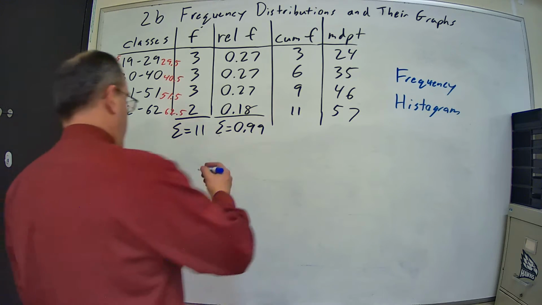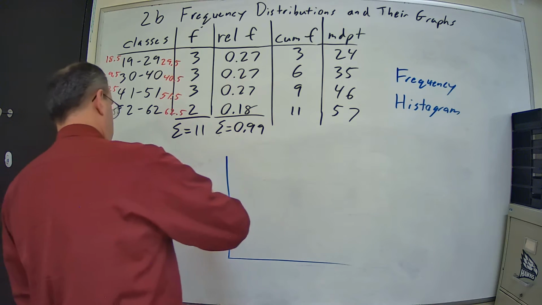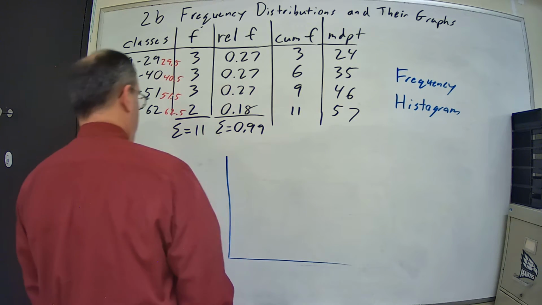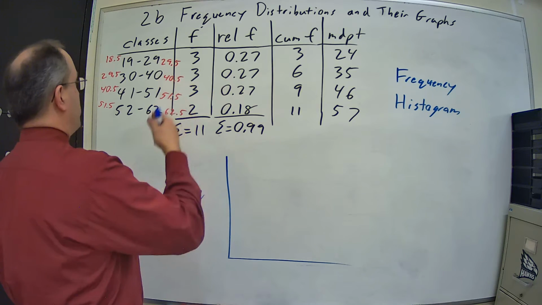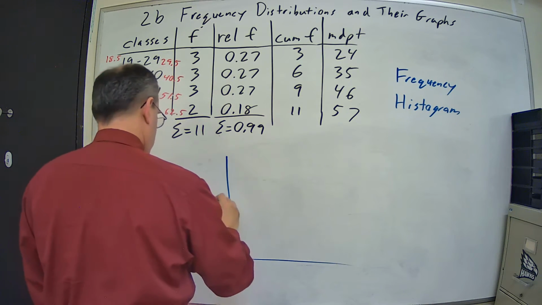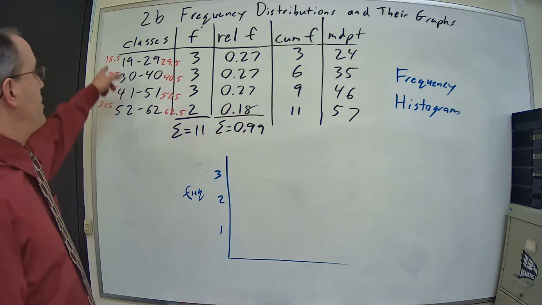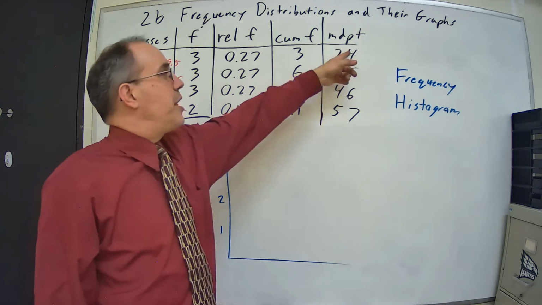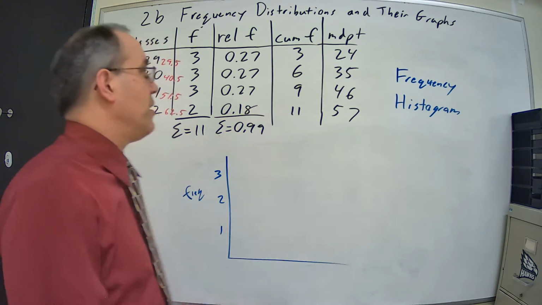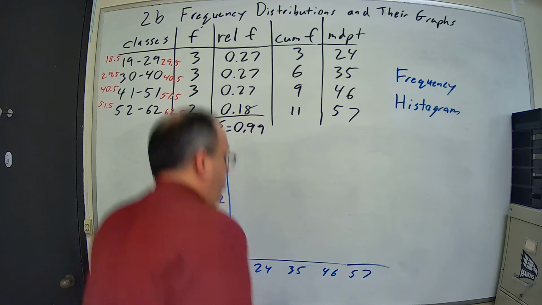So I do the same thing, label my y-axis, it's going to be frequency, and I'm going to have to go up to 3, so I have 1, 2, 3. I label my x-axis, but now instead of using the class boundaries, I'm going to use the midpoints. So I've got a midpoint of 24, 35, 46, 57. So I have my midpoints.